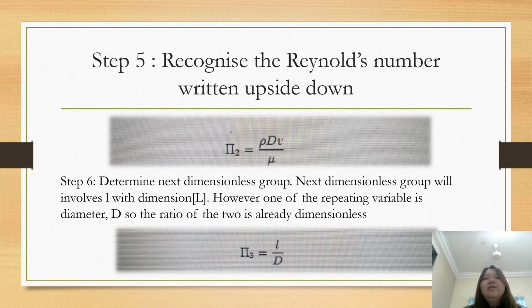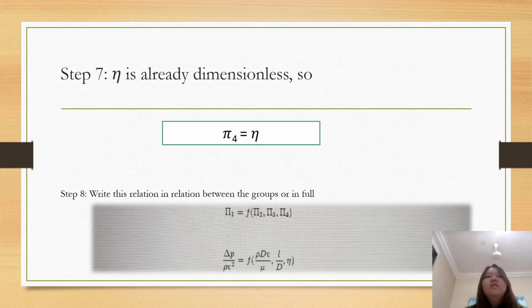So step 6, we will determine the next dimensionless group. The next dimensionless group will involve L, which is length, with dimension L. However, one of the repeating variables is diameter D. So actually the ratio of the two is already dimensionless. So we can straight away get pi 3 equals L over D. For step 7, actually roughness is already dimensionless, so we straight away get pi 4 equals roughness.